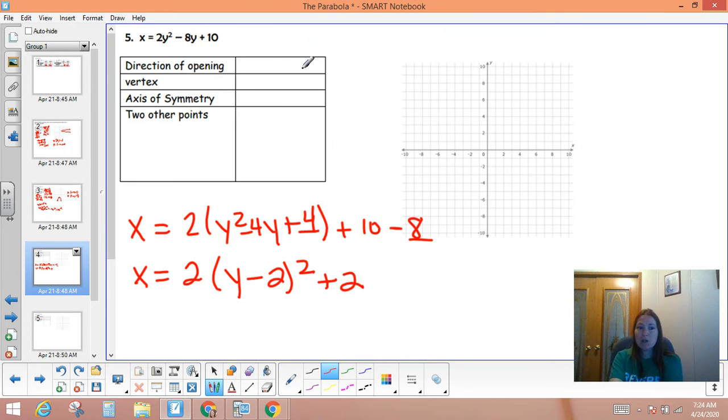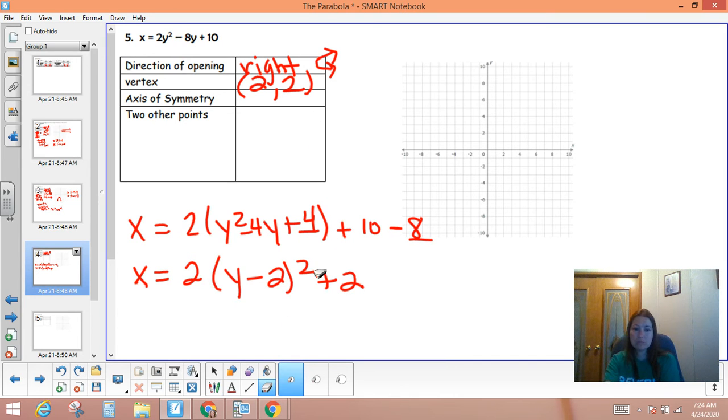All right, so direction of opening. We are in x equals, so it's either left or right. Positive here means to the right. The vertex comes from this number. This number right here is the y. And so that makes this the x. All right. Axis of symmetry is in the parentheses. So y equals the y of the vertex.